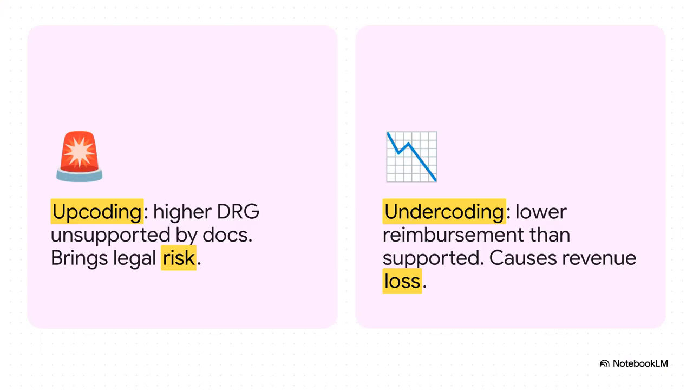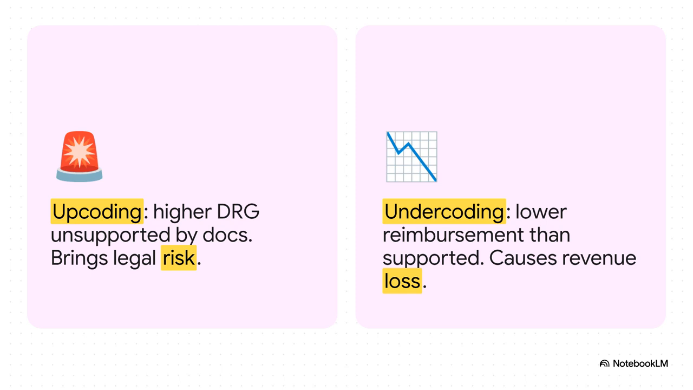So there's a really delicate balancing act when it comes to documentation integrity. On one hand, we've got upcoding. This is when a coder selects a higher-weighted DRG that literally isn't supported by the clinical documentation. Doing this brings massive legal and audit risks, potentially triggering some brutal False Claims Act penalties.